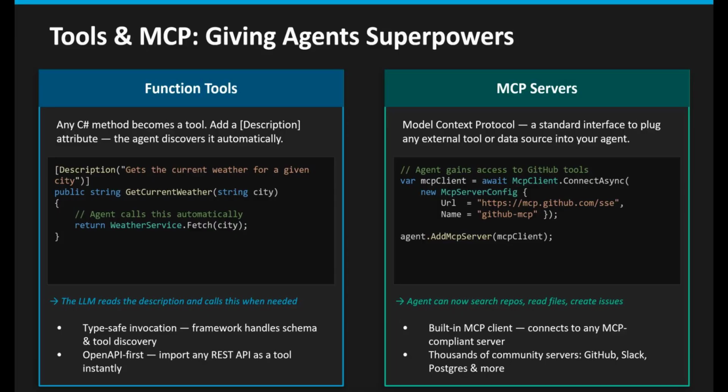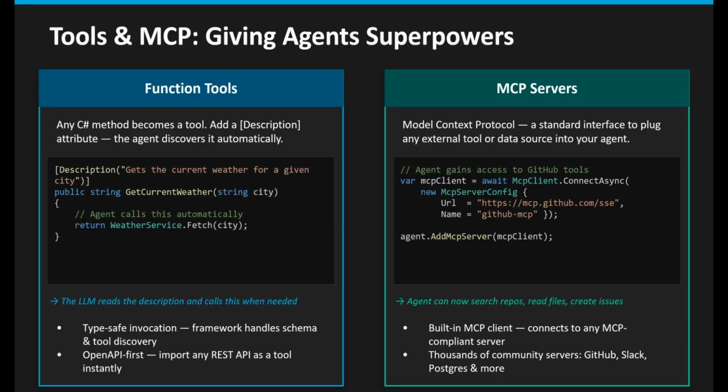capabilities. Agent framework supports 2 main ways to give agents tools. First one is function tools. You literally just write a C# method and add a description attribute, as you can see in the slide, and the framework handles everything else. The agent reads the description, decides when to call it, and the framework manages the schema and invocation behind the scenes. You can even connect to any existing REST API by just giving it the OpenAPI specification. The framework will automatically turn that API into usable tools for your agent.